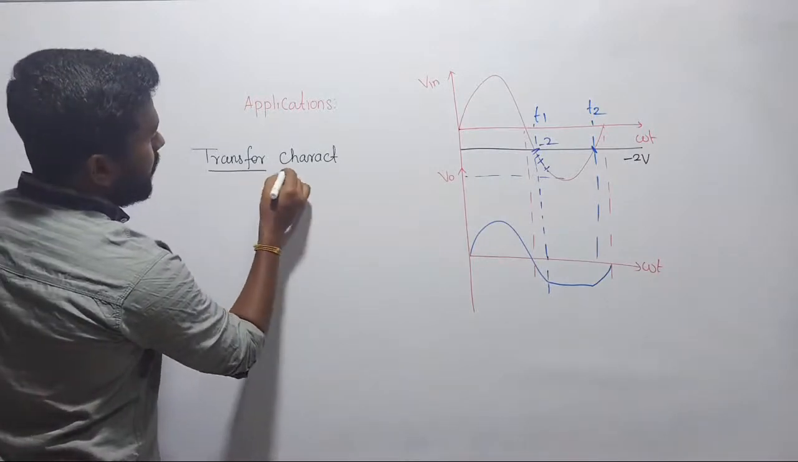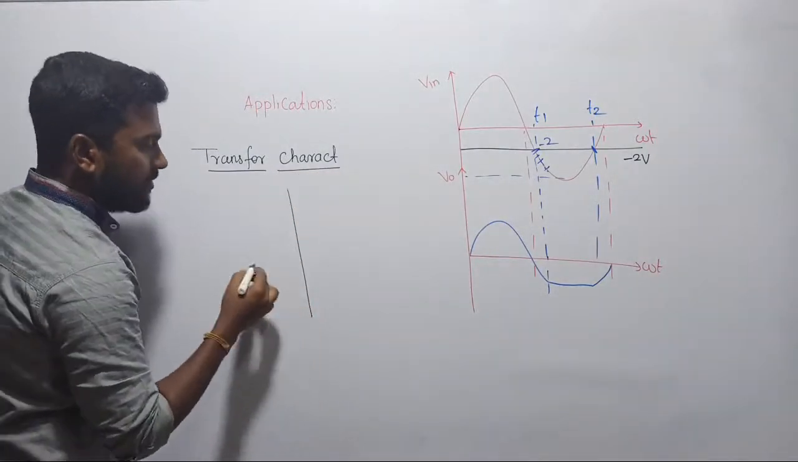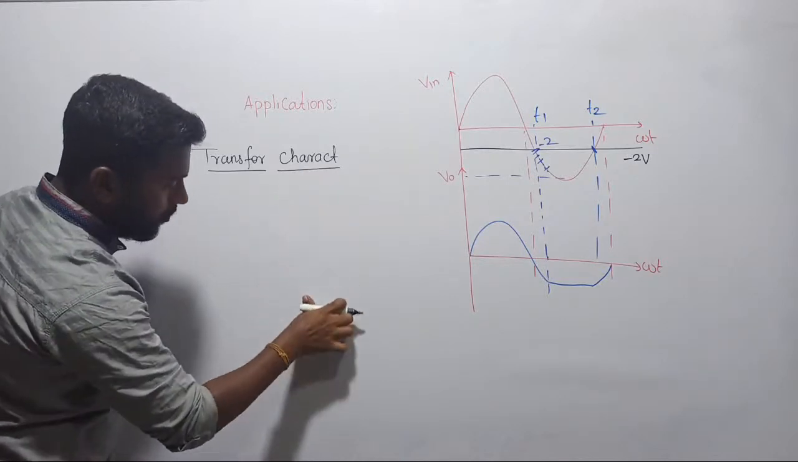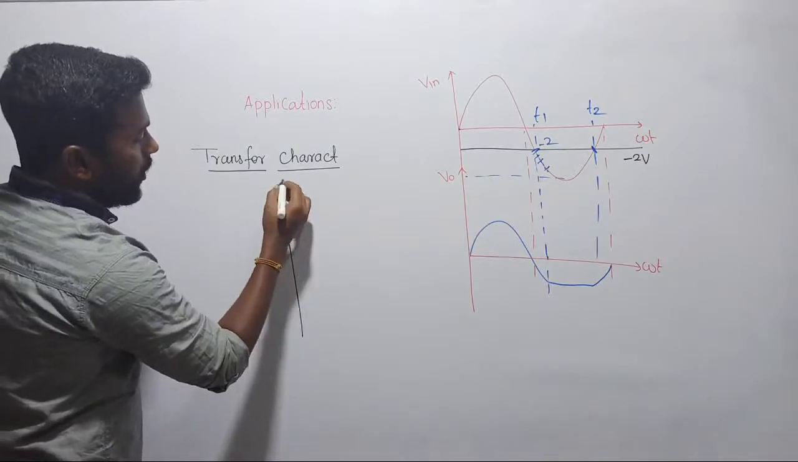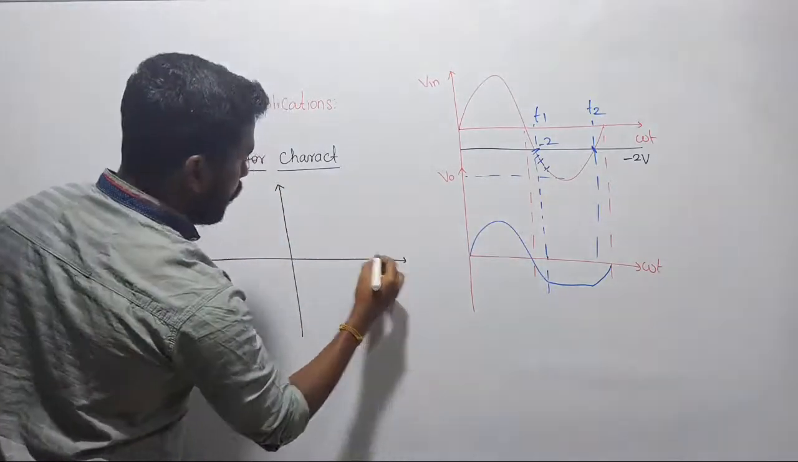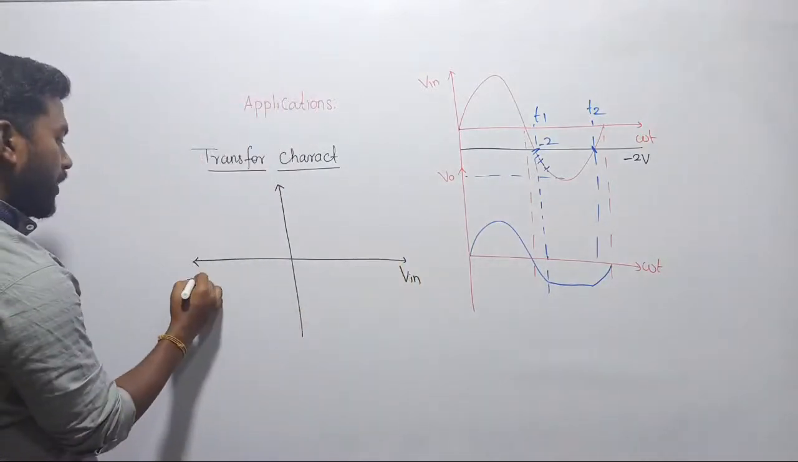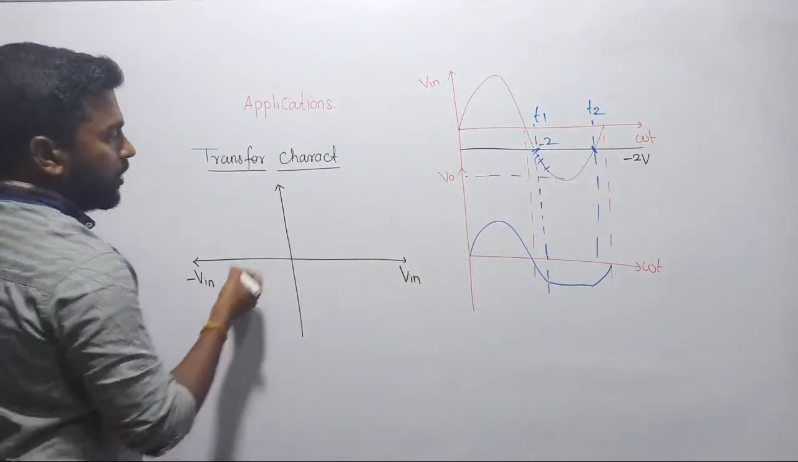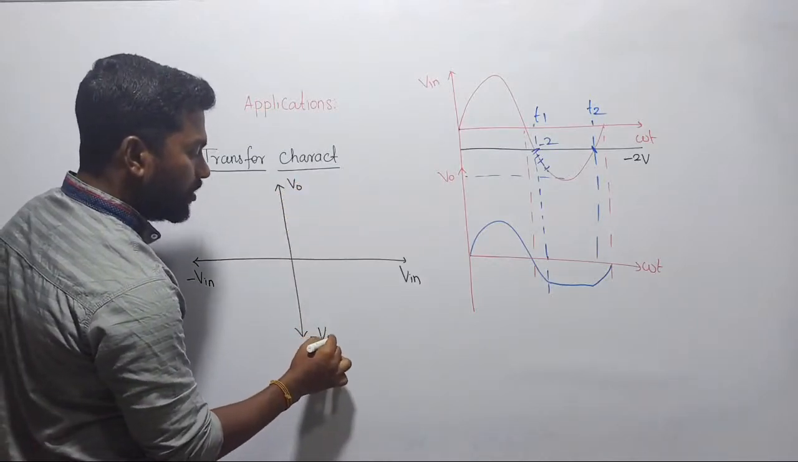This is the transfer characteristics. Now, what do you mean by transfer characteristics? Transfer characteristics in the sense we need to draw the waveform between input voltage and output voltage, right? So let me draw. So here we are going to consider input voltage, so this is our input voltage, positive, and here it is going to be negative input voltage, and this is our output voltage, positive output voltage. This is our negative output voltage V0.